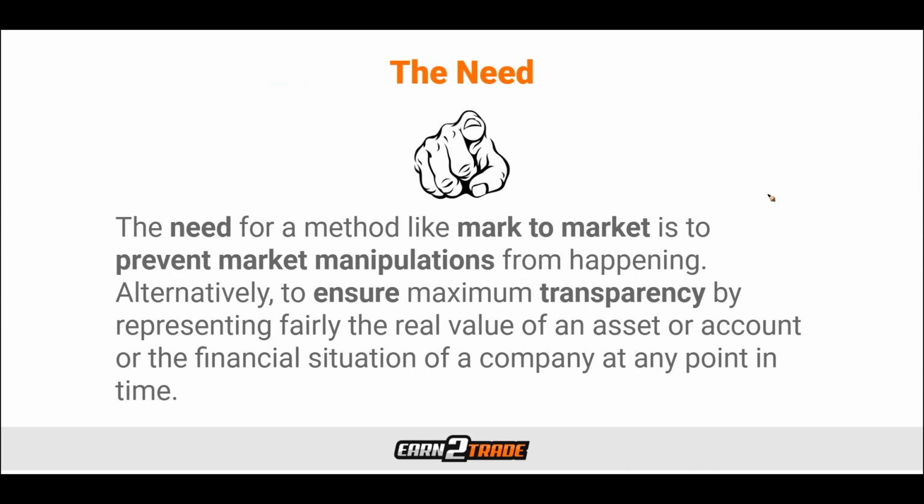You might be wondering, if there is so much difficulty behind making sure mark-to-market works properly, well, what is the need behind it? The need for a method like mark-to-market is mainly to prevent market manipulations from happening. Alternatively, it's used to ensure maximum transparency by representing fairly the real value of an asset or account or the financial situation of a company at any point in time. If we go back a few steps, we could say that the main issue with market information is its relevance. Market participants often rely on outdated and historical data to make evaluations or predictions for the current or for a future period.